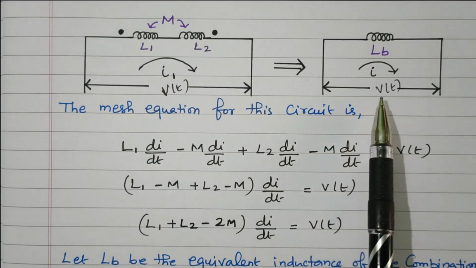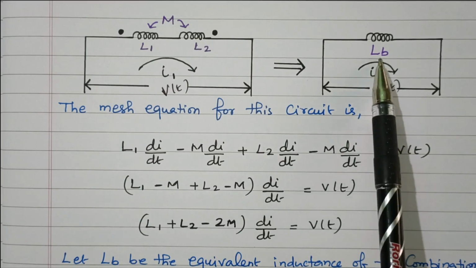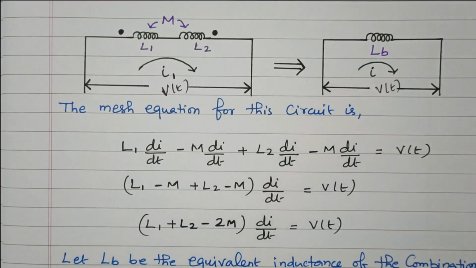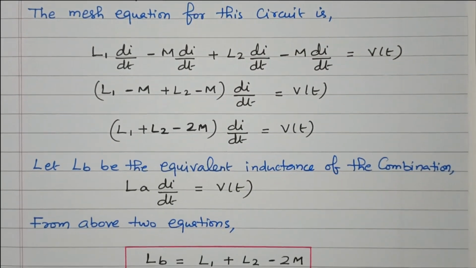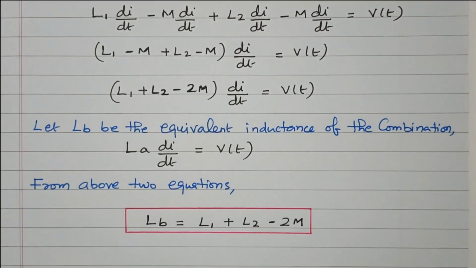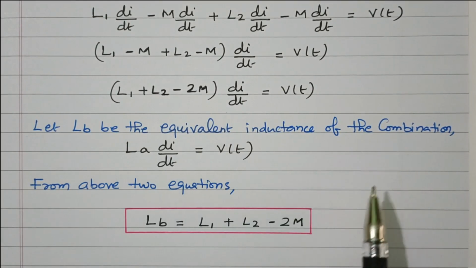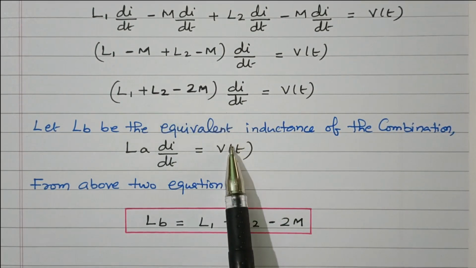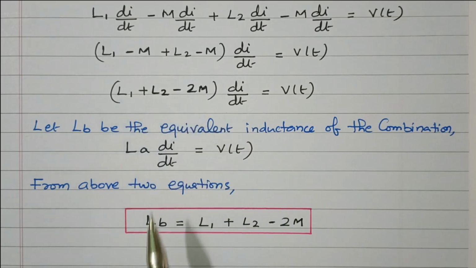So the same thing we can write for the equivalent circuit: V of t equals LB di by dt. Right. So the same equation we can apply for the second circuit, so that LA di by dt equals V of t. Let L be the equivalent inductance of the combination. So by comparing these two equations, this LA is nothing but L1 plus L2 minus 2M. LB equals L1 plus L2 minus 2M.